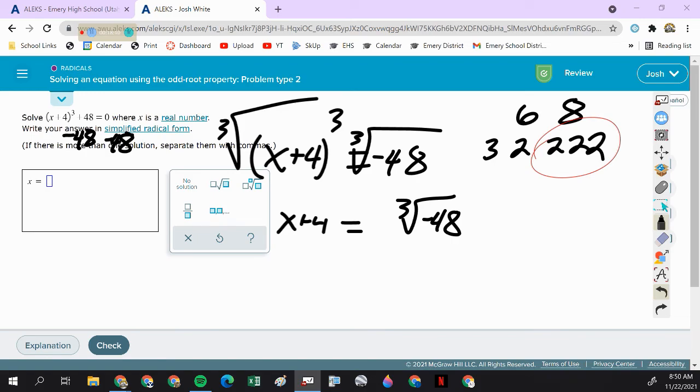So on the outside, I get negative 2, third root of what's on the inside? 6. And that's equal to x plus 4, so I subtract 4. And I get negative 4 minus 2 times the third root of 6.